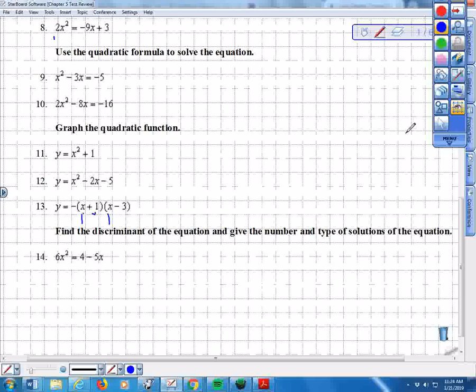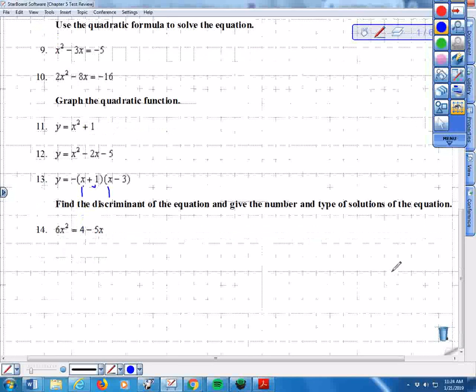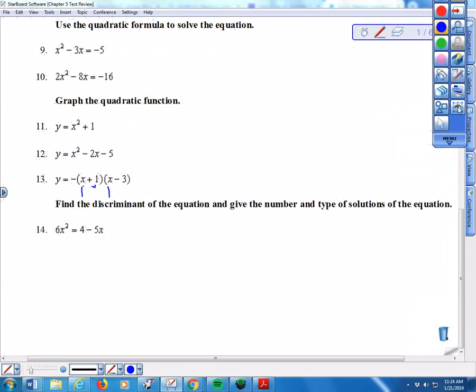All right. Next problem is discriminants. Remember, the discriminant is this formula, which happens to be what's under the radical of the quadratic formula. Do not just plug it into the quadratic formula and solve. That's not what it's asking. It wants to know the discriminant. Discriminant is b squared minus 4ac. So first thing I need to do is get this in standard form.